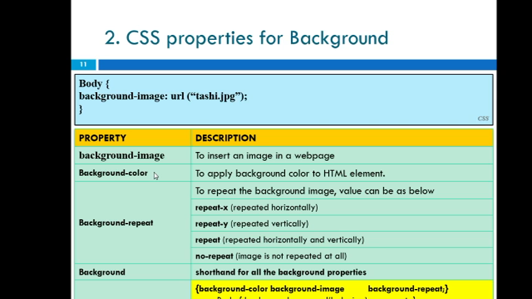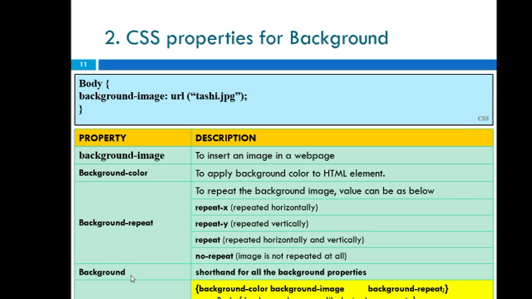Background color, if you want to apply the background color to an HTML element like the heading and paragraph, table, all these things. If you have inserted an image inside your web page, and then if you want to repeat the image or not, for that we have to use the following values. Like if you use repeat-x, the image will repeat horizontally, repeat-y, it will repeat the image vertically. Okay, if you don't want to repeat the image, then you have to write no-repeat. And if you want to repeat the image both horizontally and vertically, then you have to use the repeat value.